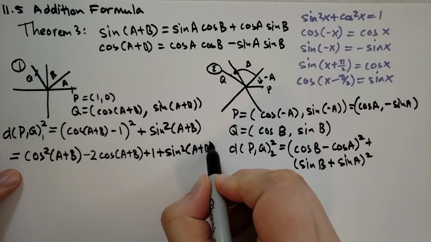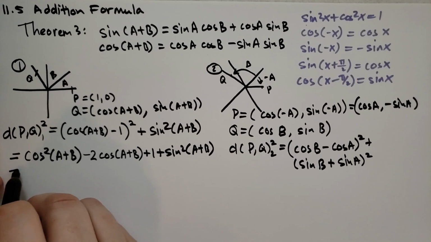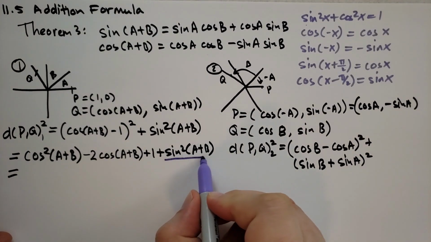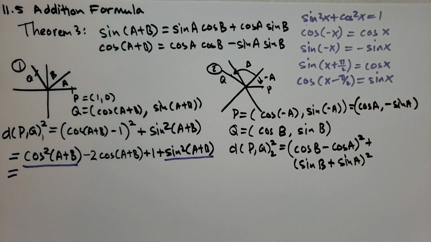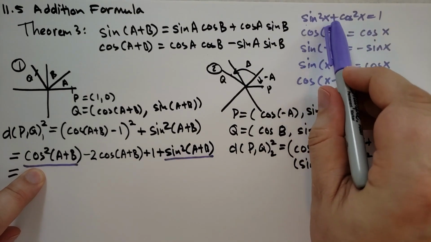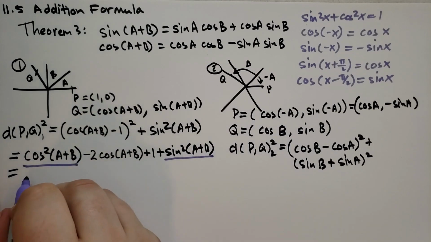I need a sharper Sharpie. Okay, now we note that we have sine squared of a plus b, and we have cosine squared of a plus b. So what does that mean? Well, sine squared of an angle plus cosine squared of the same angle is equal to 1. So we're going to replace those two with 1.